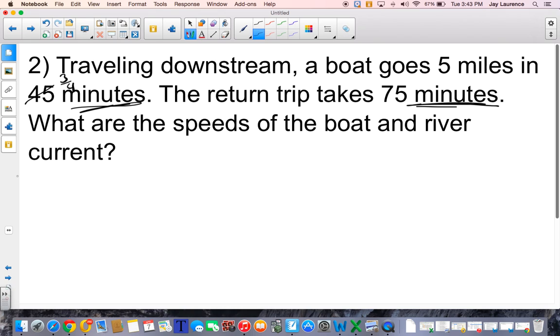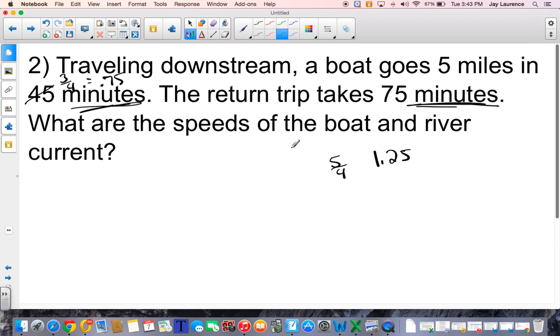That's just one way. All right, 75 minutes, that'd be an hour and 15 minutes. Well, that would be 5/4 of an hour, right? Or if you wanted to use that, you could. All right, over here you could use 75 hundredths.